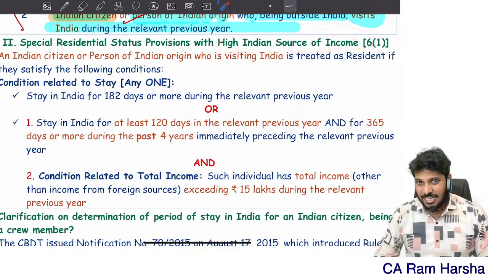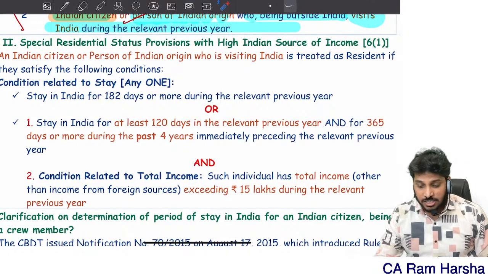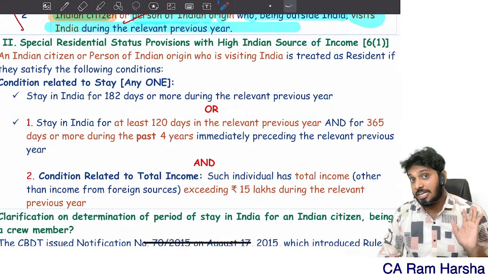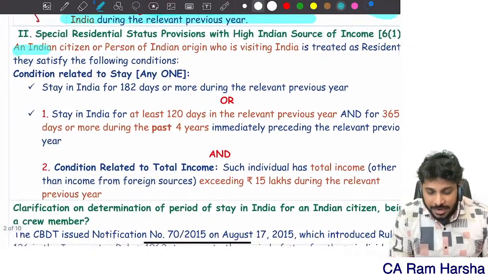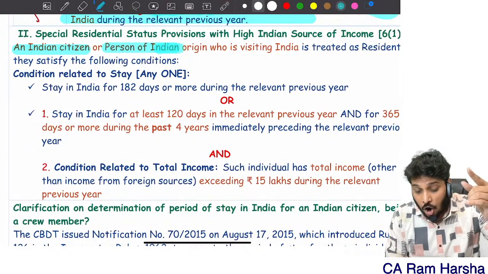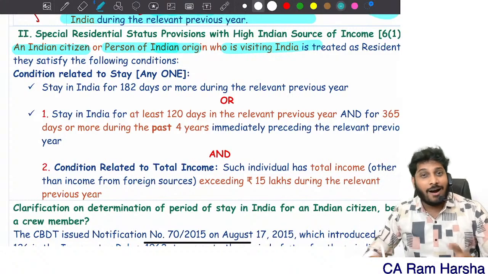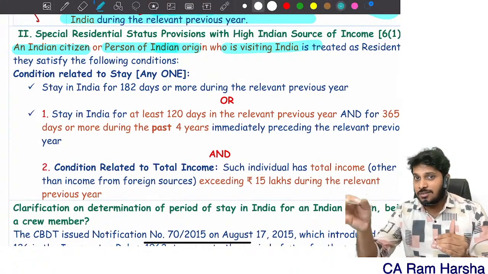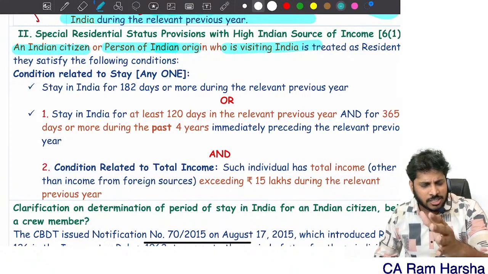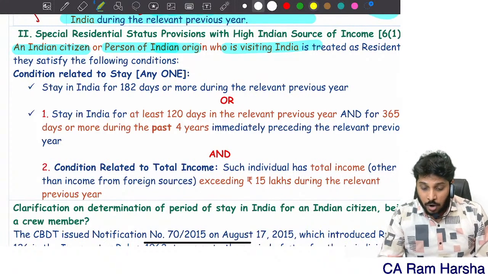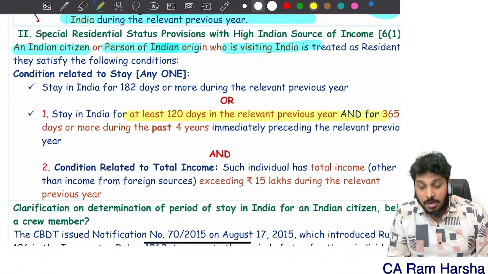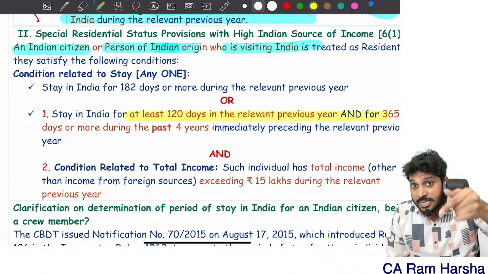In category 2, you may be treated as resident if you have high income. That too, which individual? Indian citizen, Indian origin, visiting India. For them, the 60 days logic is not applicable, as we just discussed. But for them, the 120 days logic is applicable.